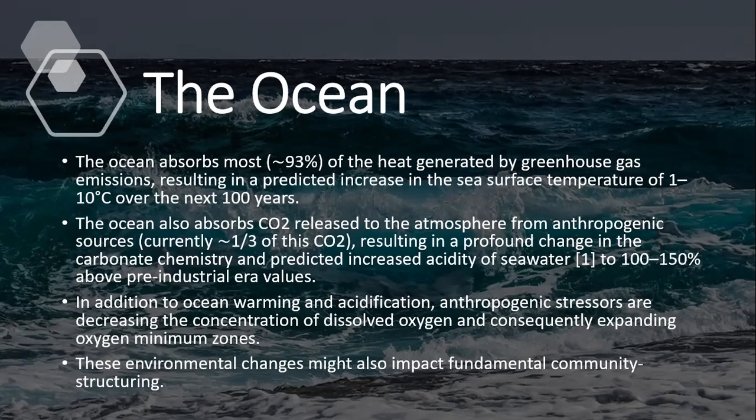And if you don't know what anthropogenic means, it means human activities, right? So if you want to add it to your vocabulary, anthropogenic sources or anthropogenic factors are human-induced or human activities. So the ocean basically traps all of this heat, and it affects the chemistry of the ocean, the surface temperature, and also the acidity of the seawater, because if the ocean is absorbing carbon dioxide, it can mix with other chemicals and create a very acidic environment.